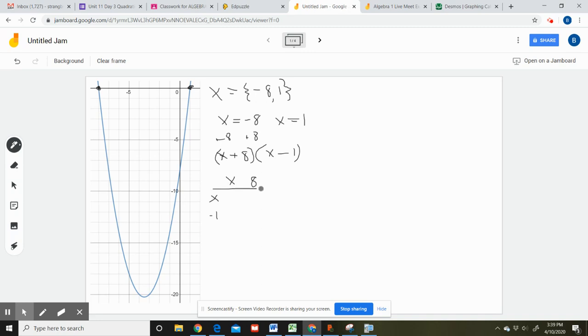I'm going to set this up so that I distribute my values here. So x times x gives me x squared. x times 8 gives me 8x. x times -1 gives me a -x. -1 times 8 gives me a -8.